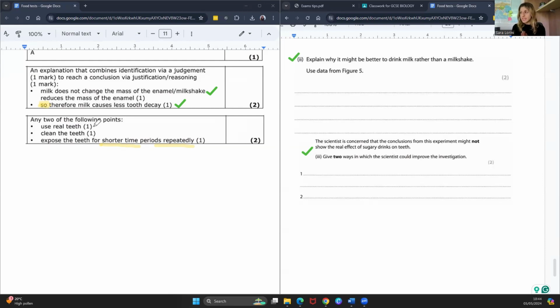So improvements are closely linked to that type of investigation, but we can always mention something about instruments and the sample and the control variables. Okay, I hope it's all clear. And now we're going to the next one.